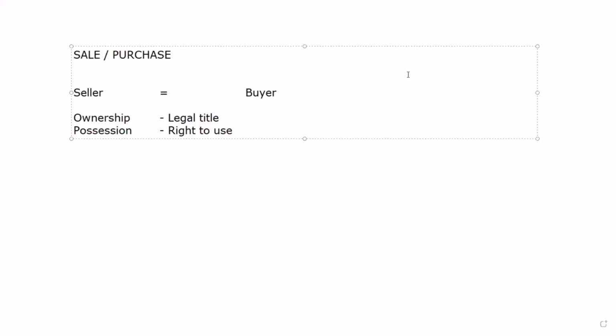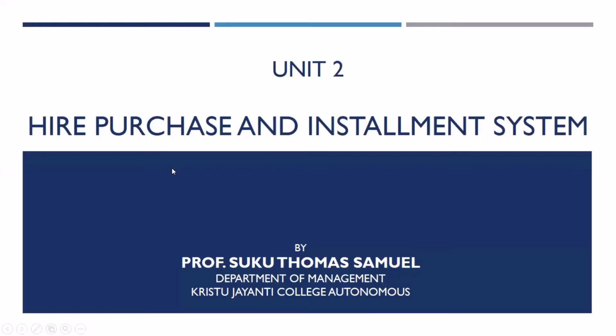Whenever you talk about a sale or a purchase, essentially there are two things which are getting transacted. You're getting the ownership and you're also getting the possession. Both these have to be exchanged, and that is when you would be calling that a sale. Now we are talking about hire purchase. In hire purchase, this is the method of purchasing or selling.